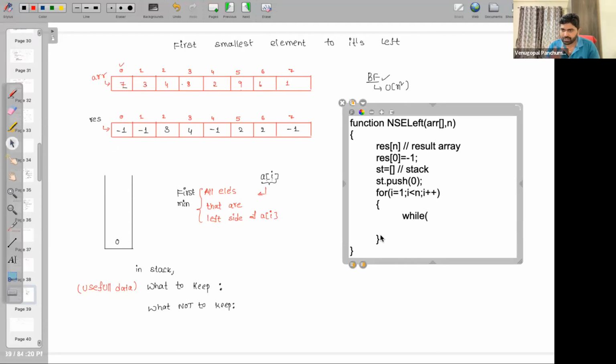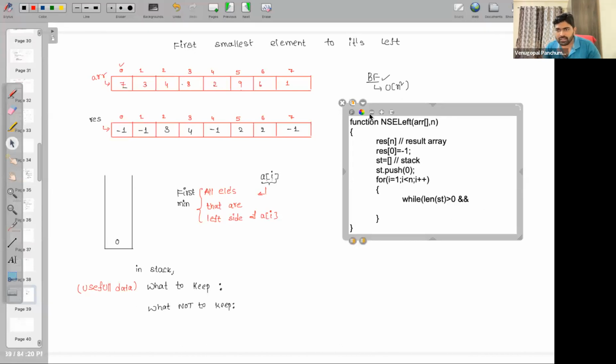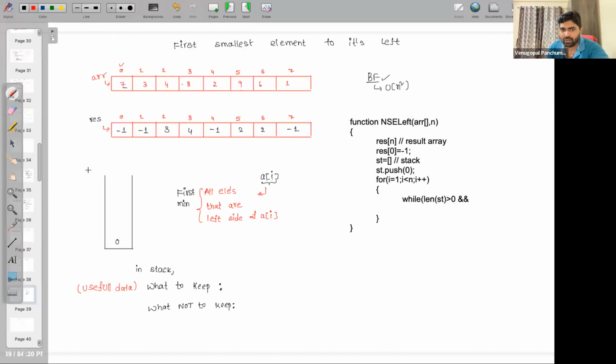While, first, the stack should not be empty because I need to delete. Let me tell you what to delete. The length of st should be greater than 0, which means the stack should not be empty. Okay, now I am going to write some condition, friends. See here. So always the story will be, listen carefully, friends.